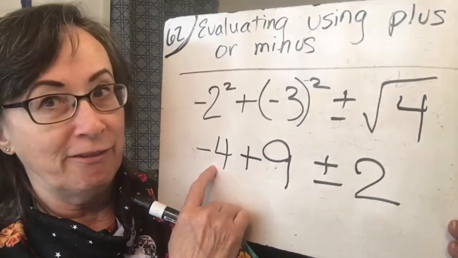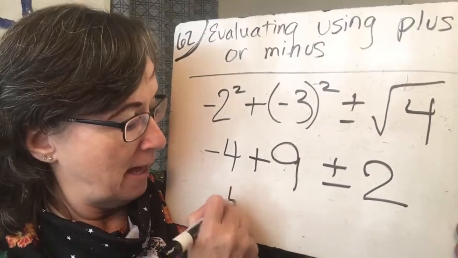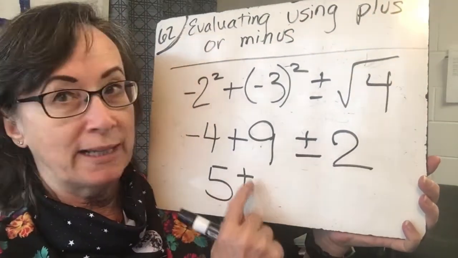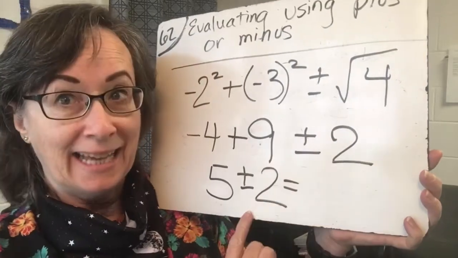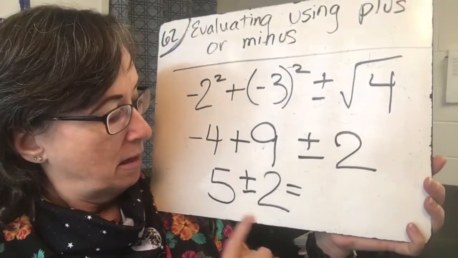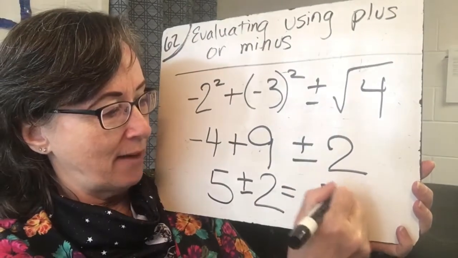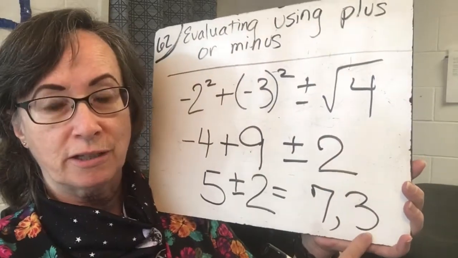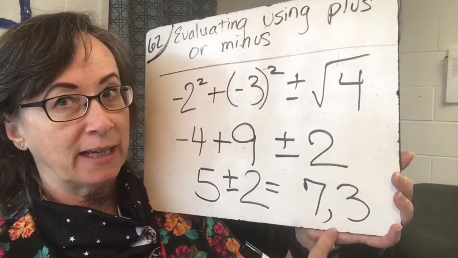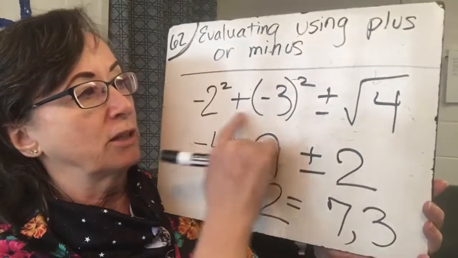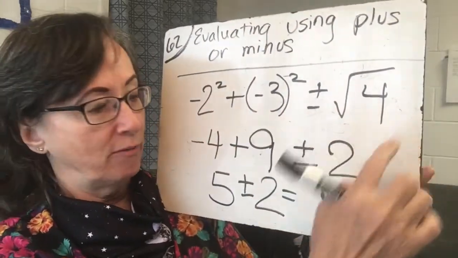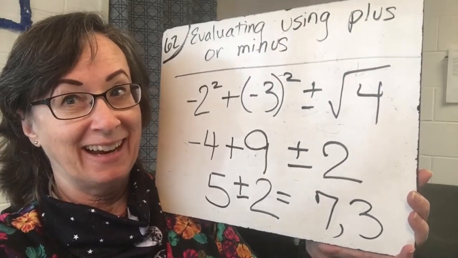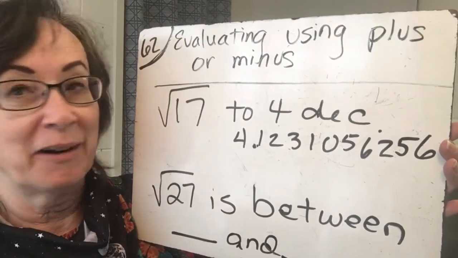We're going to get negative 4 plus 9 is 5. Plus or minus, we're going to write down here, 5 plus or minus 2. This indicates 2 solutions, and we're going to have 5 plus 2 is 7, and 5 minus 2 is 3. So these are the 2 solutions that we have. Indicated they're 2 because there's a comma in between them. So the solution, or the evaluation of this, is 7 or 3. Both answers are correct.